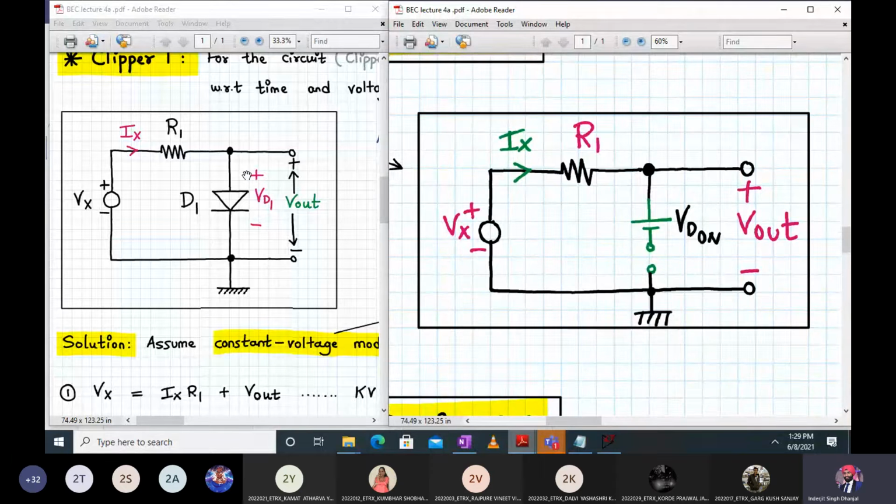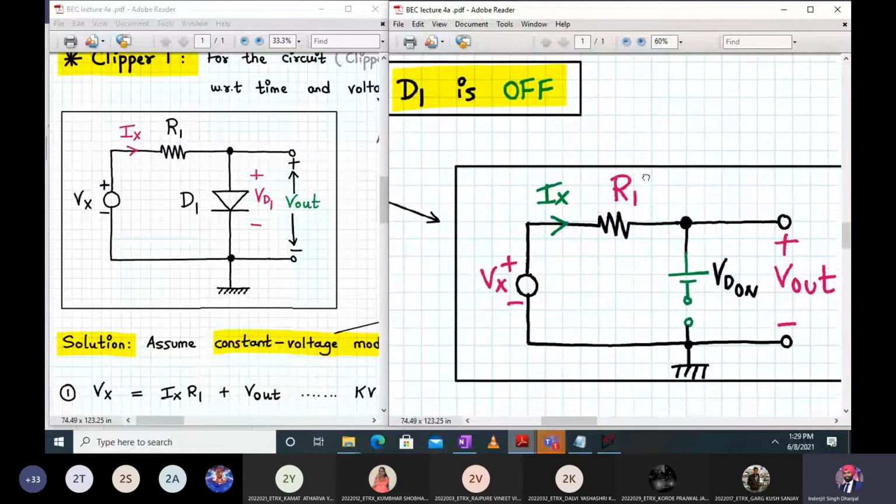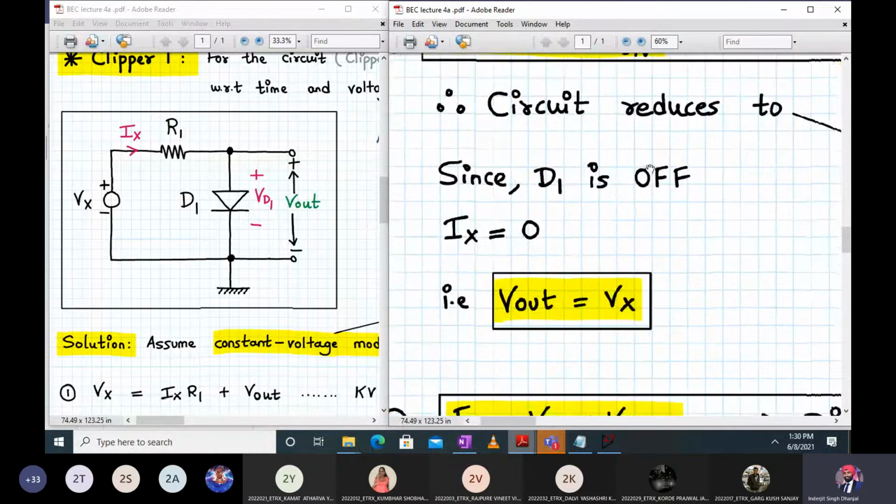Remember, using the constant voltage model means we have to replace the diode with a battery of VD on, and either an open circuit or closed circuit. It depends upon whether the diode is on or off. Right now the diode is off, so we represent it by an open circuit. So what can you say about the current Ix in this circuit? It's open circuit, so current Ix will be 0, correct? So since the diode D1 is off, current Ix is 0.